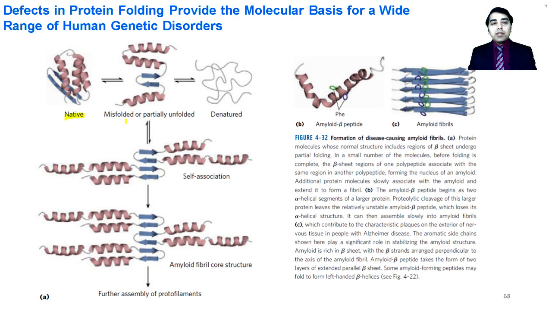This is the native protein. In the case of misfolding or partial unfolding, sometimes this protein is denatured. But in other cases, the alpha helices are converted into beta sheets and they are arranged in the form of amyloids. These are the amyloid fibers and this is the amyloid beta peptide that is converted finally into amyloid fibrils.